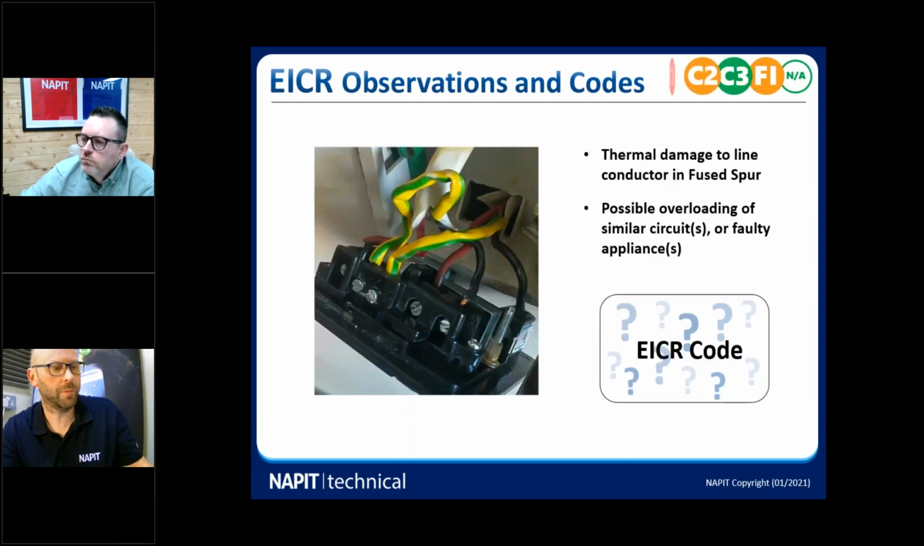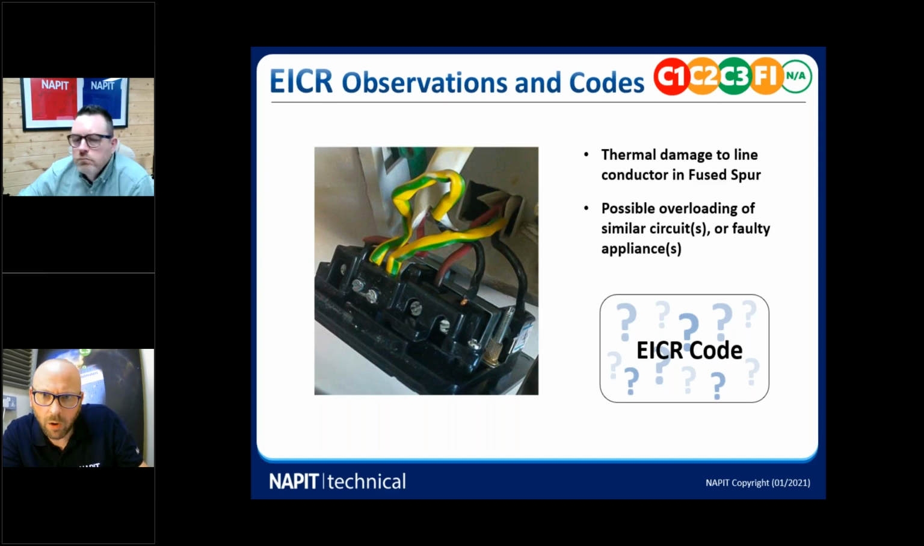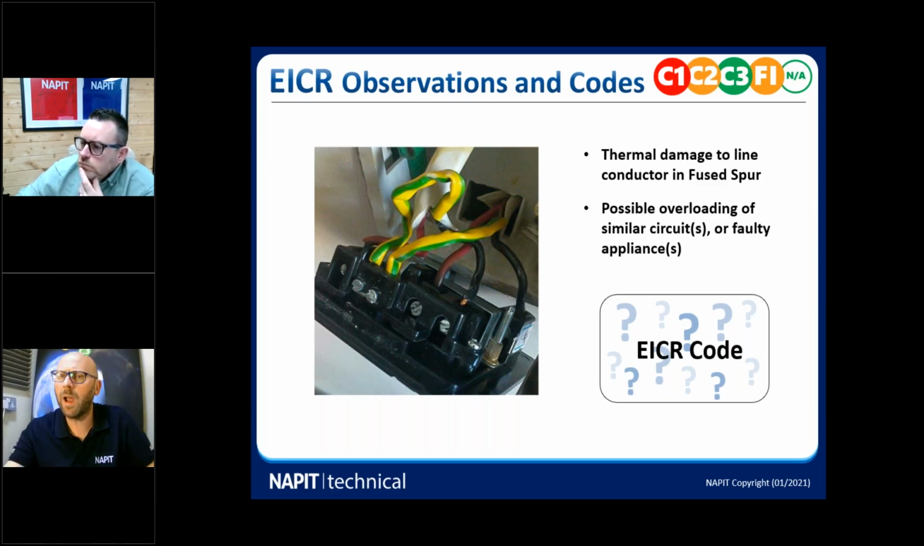Okay, next up, we have got a fused spur with some thermal damage. Looks like we need to do a bit of digging around, a bit of investigation. What do we think we've got going on with this one then? Possible overloading of the circuit, maybe, or was it a faulty appliance? Maybe just a loose terminal. How would you deal with this one? How would you code this?